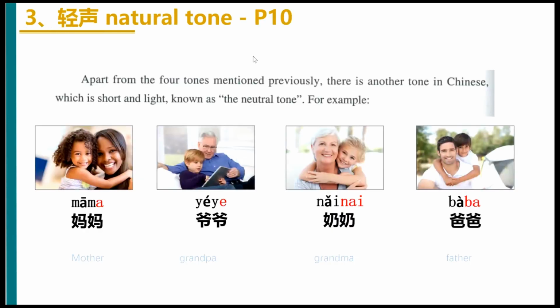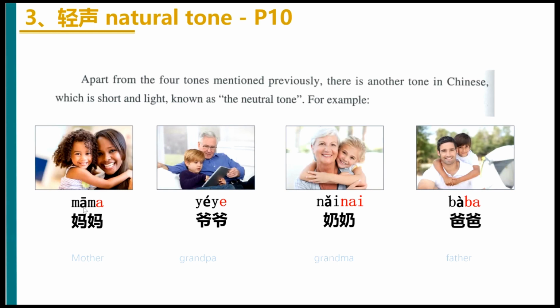Apart from the 4 tones, we have a neutral tone. This neutral tone sounds short and light, which is this one I marked in red. Neutral tone means there's no tone mark on the head of the syllable. For example, let's compare these two syllables with or without tone.